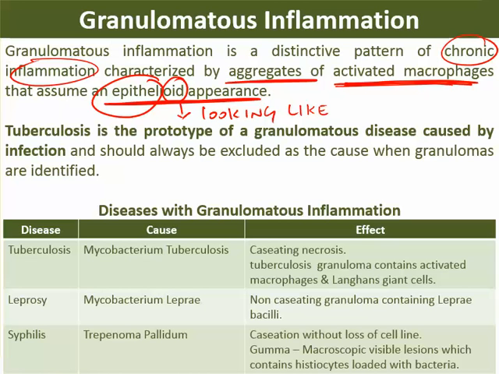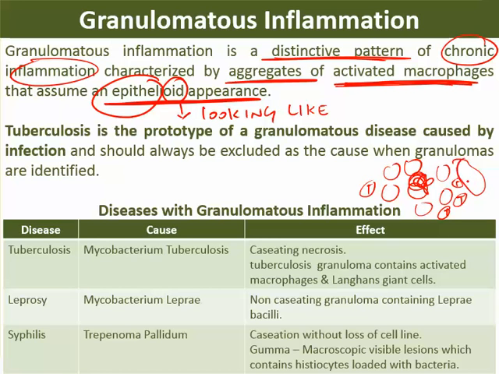Understand? So that's why they have a specific, distinct pattern. That is the pattern which I drew. They have a central necrosis surrounded by activated macrophages and T lymphocytes, and the macrophages fuse and form a giant cell, a multinucleated giant cell. So when this whole structure is seen, then it is a granulomatous inflammation.